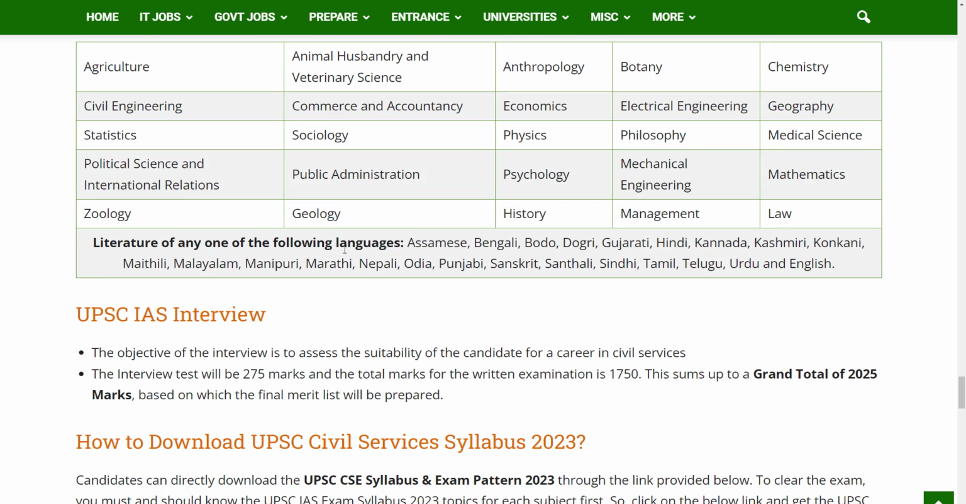Literature of any of the following languages: Assamese, Bengali, Bodo, Dogri, Gujarati, Hindi, Kannada, Kashmiri, Konkani, Maithili, Malayalam, Manipuri, Marathi, Nepali, Odia, Punjabi, Sanskrit, Sindhi, Tamil, Telugu, Urdu and English.